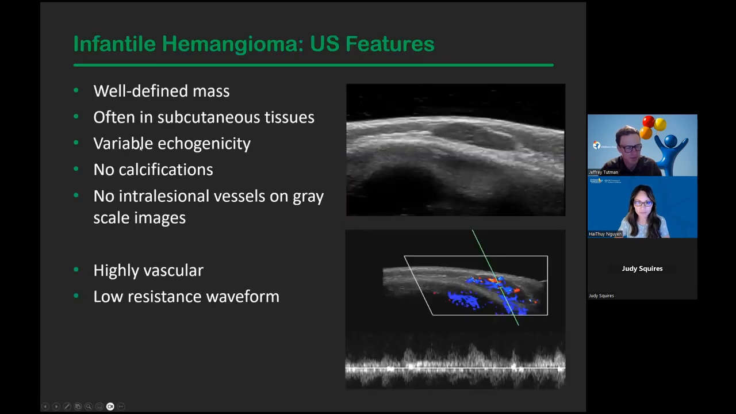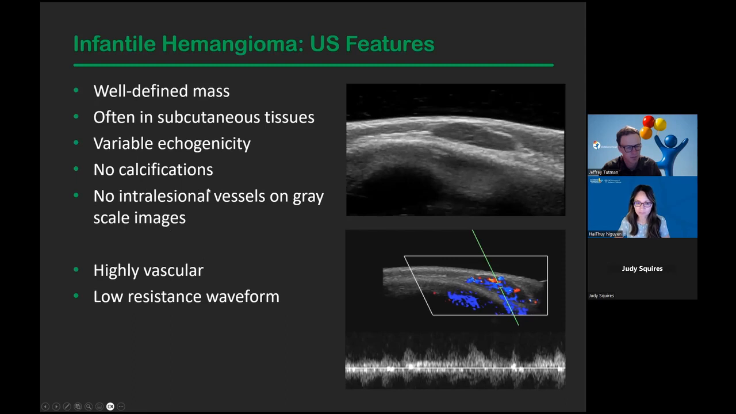So by ultrasound, they should be very well defined, very small. They're often in the subcutaneous tissues. They should not be intramuscular. They can be variable echogenicity. They can be very bland, like this one. They can be a little bit more heterogeneous.